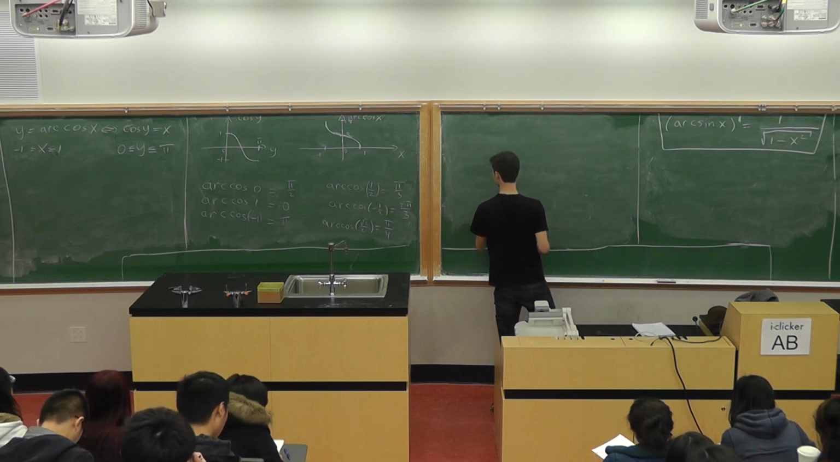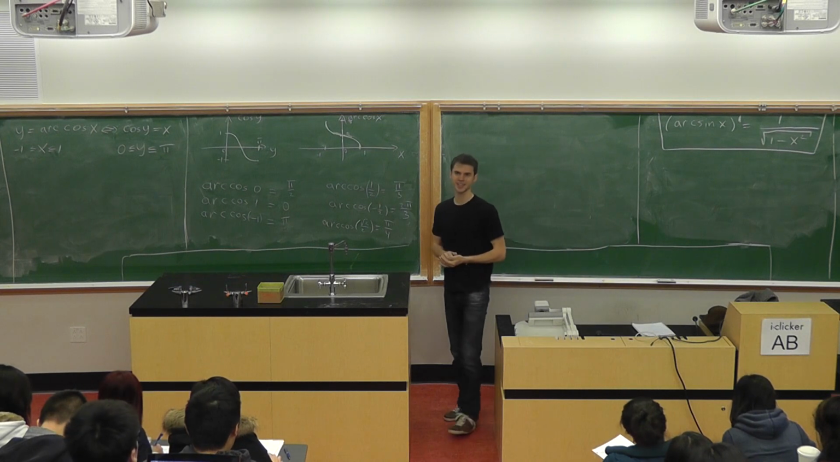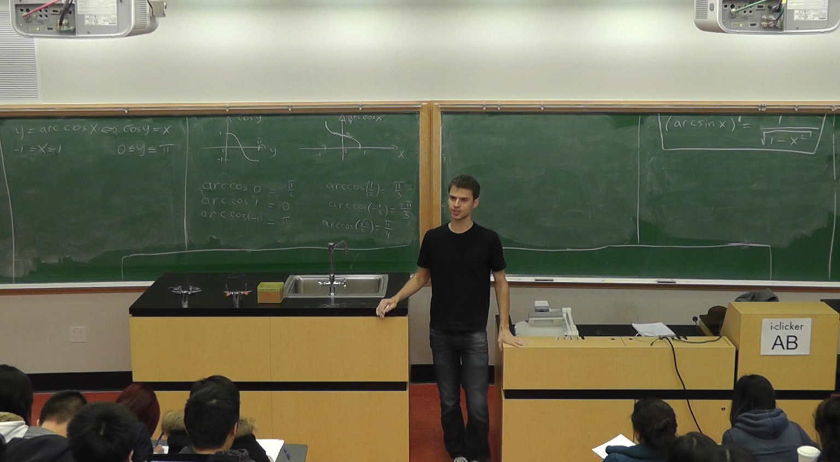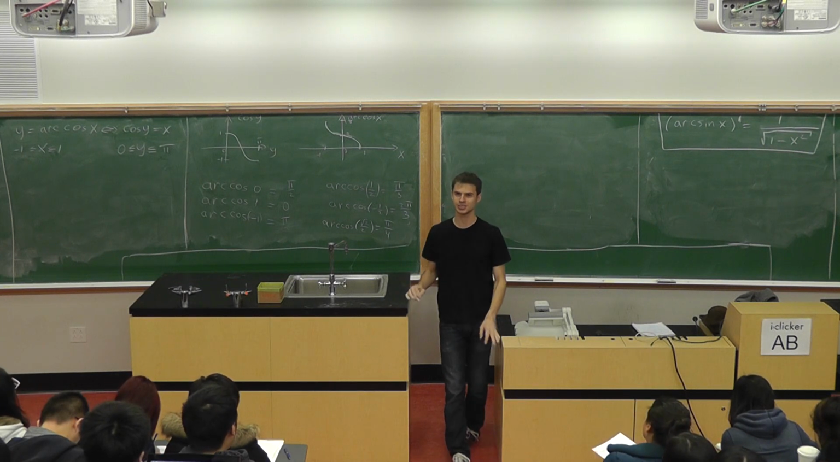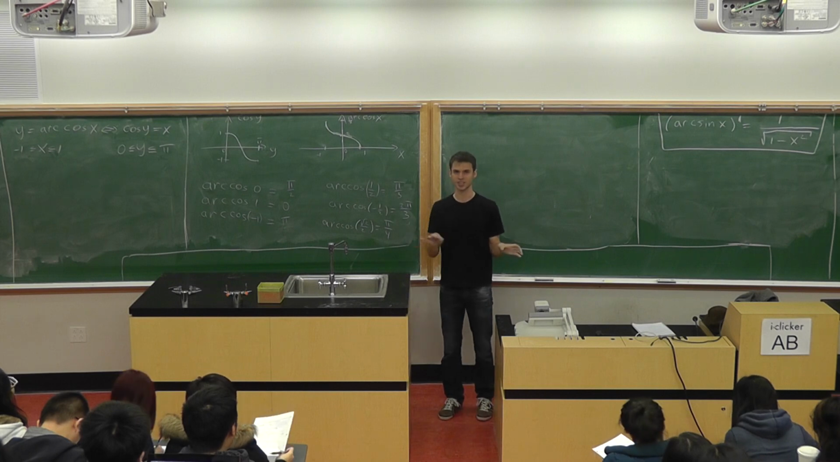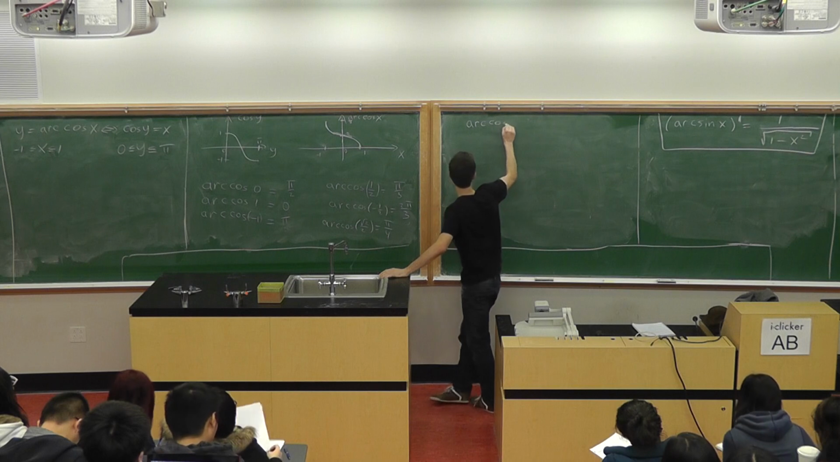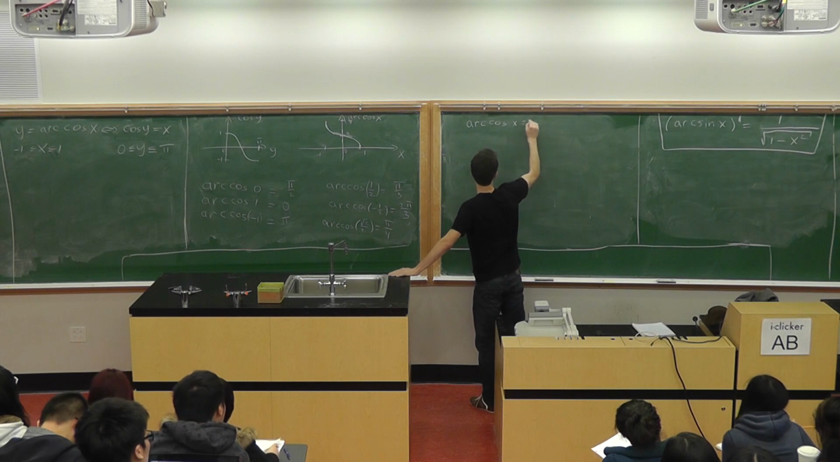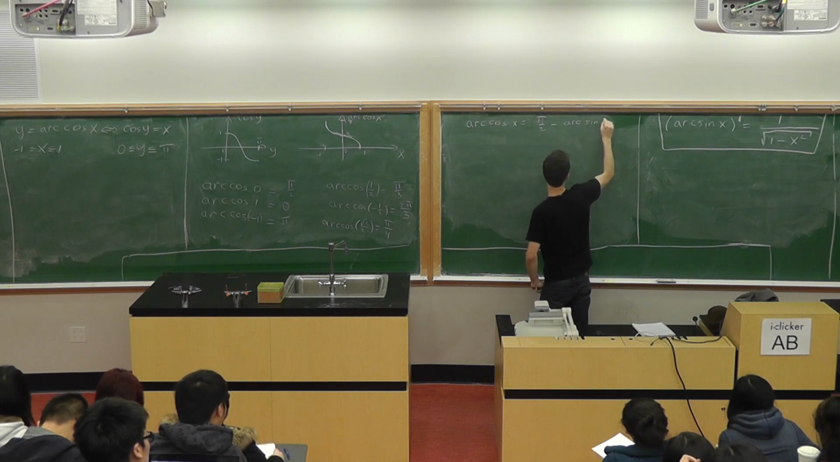Well, I will not derive the derivative of arc cosine in the same way I did for arc sine, because there is, well, a fantastically simple formula that relates arc sine and arc cosine. It looks like this. Arc cosine of x is pi by 2 minus arc sine of x.